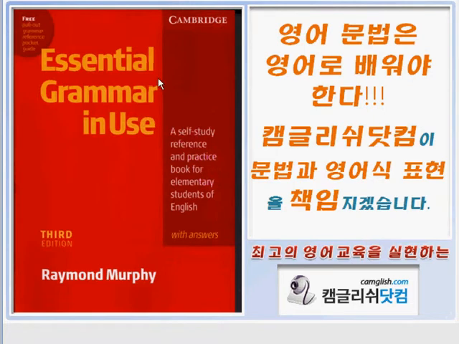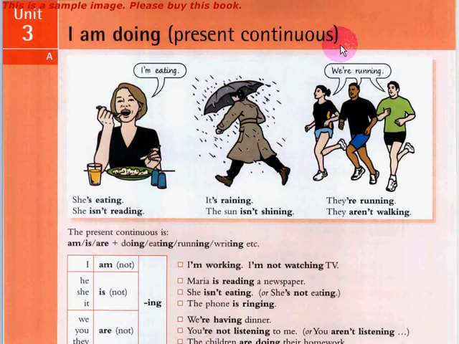We are studying with the book Essential Grammar in Use, 3rd edition by Raymond Murphy. Today, we will continue our lesson in Unit 3, the present continuous tense. Before we move on, let us have a little recap on our previous lesson about this topic. We learned that we can use the linking verbs am, is, and are plus the verb plus ing when you are making a sentence in the present continuous tense.